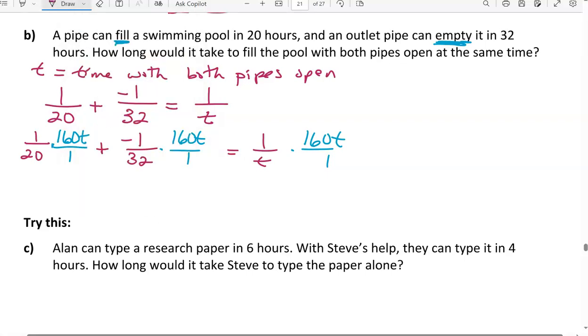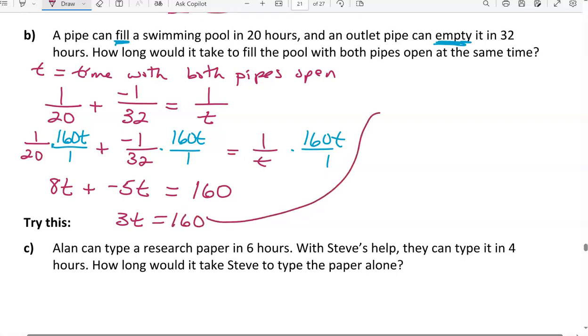And now we simplify each of the multiplications. 1/20th times 160t is 8t. And 1/32nd times 160t is negative 5t. And then 1 over t times 160t is 160. So that gives us 3 times t is equal to 160, which gives us t is equal to 160 thirds. Again, for a word problem, an improper fraction is not so great. So that's going to be measured in the same time units, so that would be in hours.